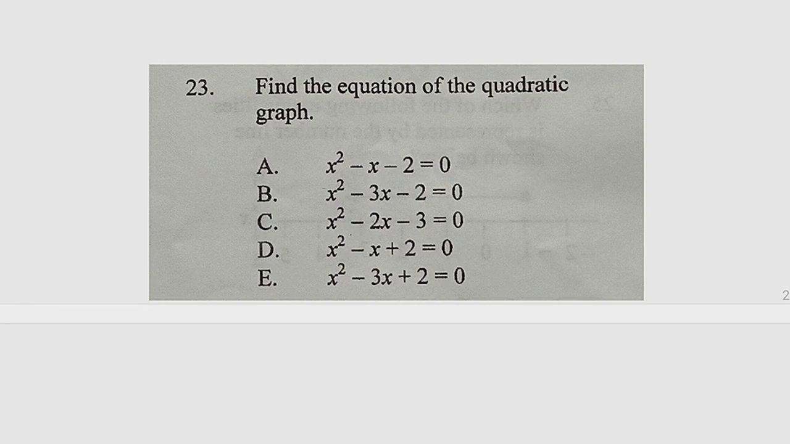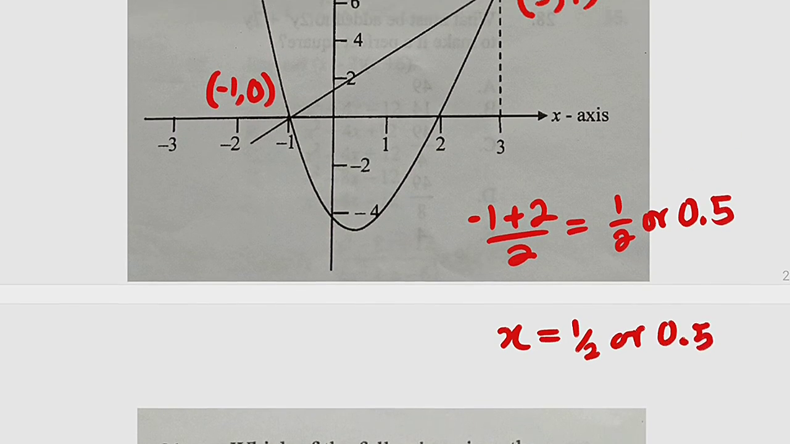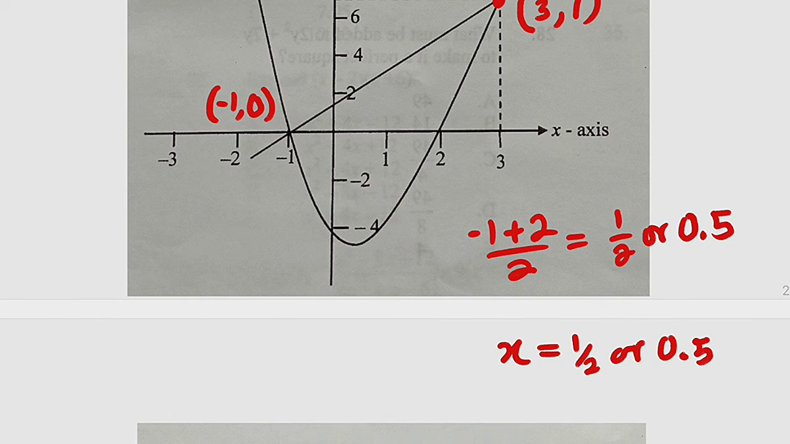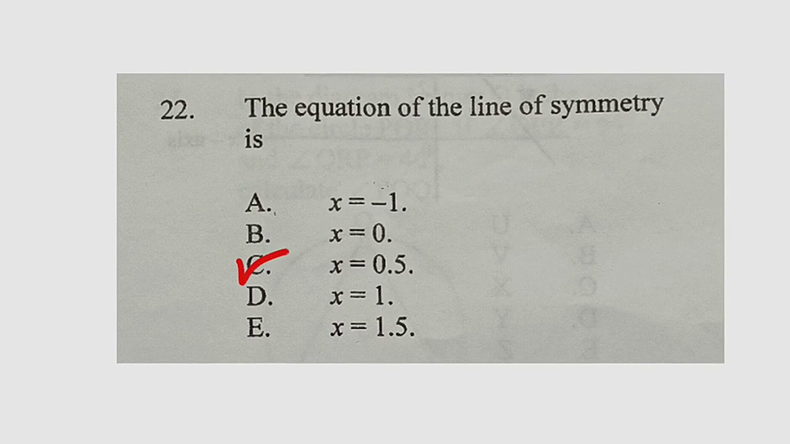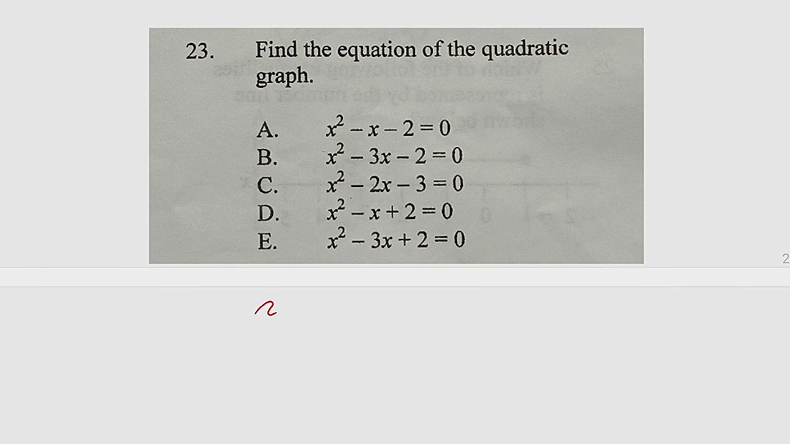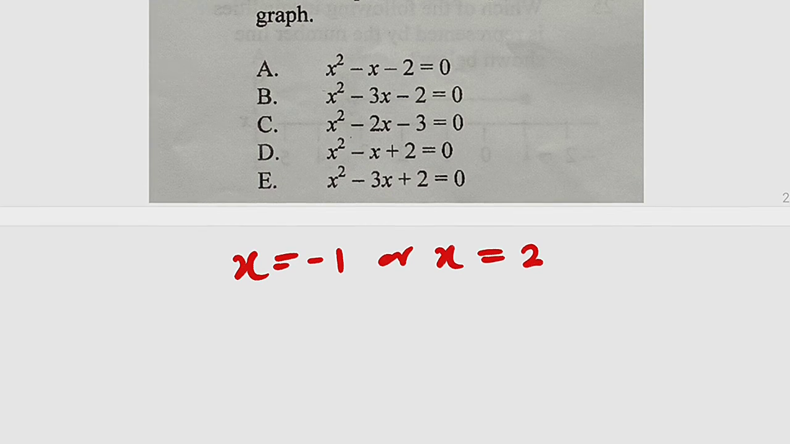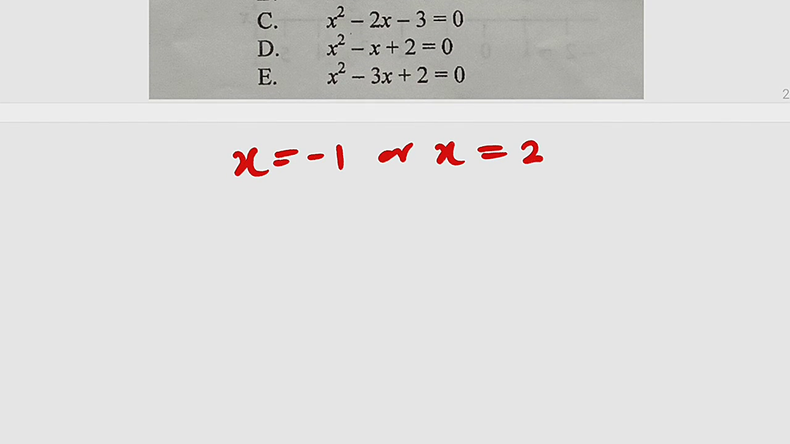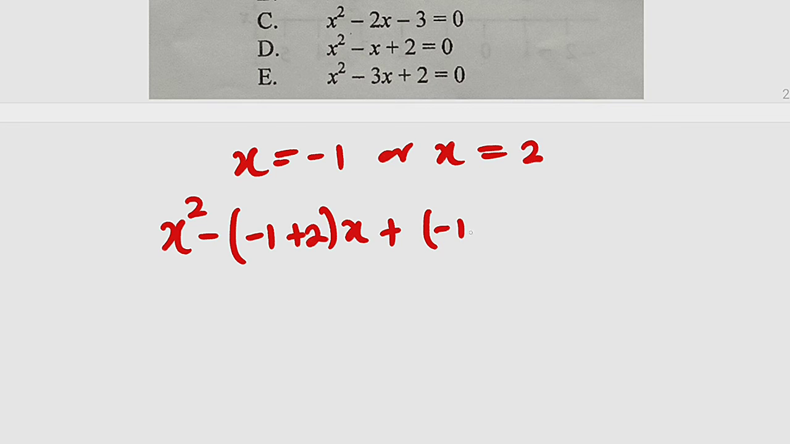Question number 23, we're asked to find the equation of the quadratic graph. So the quadratic graph is here, and you know that the roots, that is the solution to that quadratic equation, are -1 and +2. So x could either be -1 or +2. So to find the quadratic equation used to form that graph, we take x squared, we subtract the sum, that is -1 plus 2, then we multiply by x, then we add, we multiply the 2 roots again, then we set everything to be equal to 0.